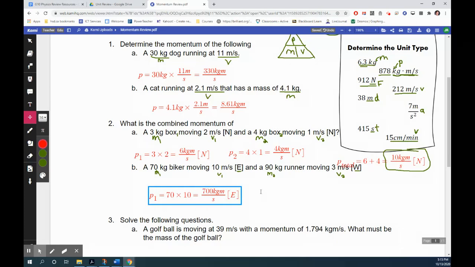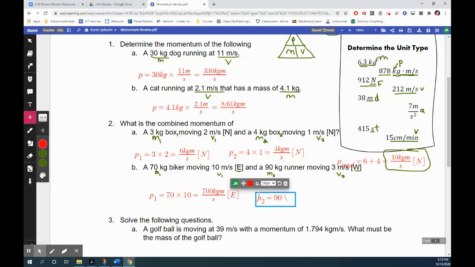Okay. We've got momentum number 2, which is the mass number 2, which is 90, times the velocity of the second object, which is 3 meters per second, and that gives us a total of 270 kilogram meters per second in the direction west.